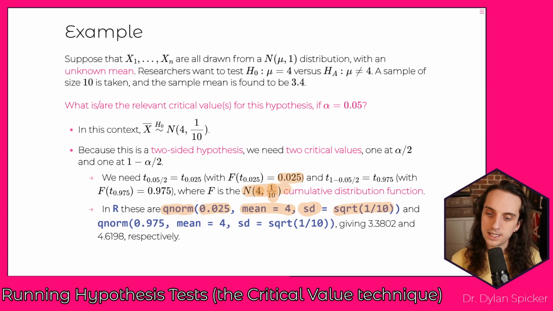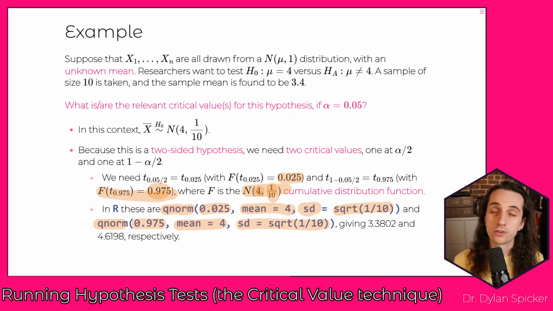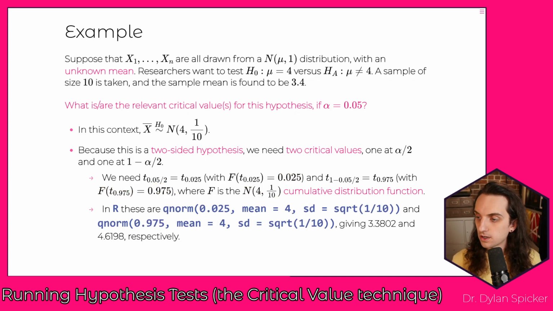Okay. Similarly, if you want the upper tail value here, qnorm is going to be 0.975, right? Where that's coming from this level here. The mean is 4, and the standard deviation is the square root of 1 over 10. Okay. These values, if you actually work out what they are using R, give you about 3.4 and then about 4.6, right? And so we're looking at 3.4 to 4.6 as the critical values.